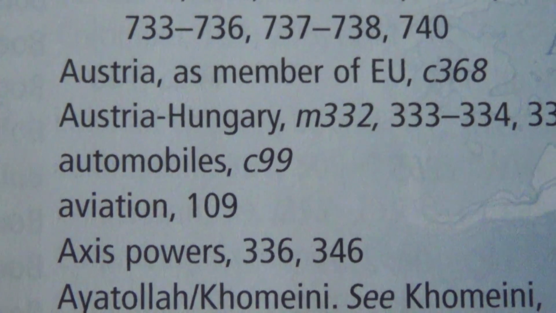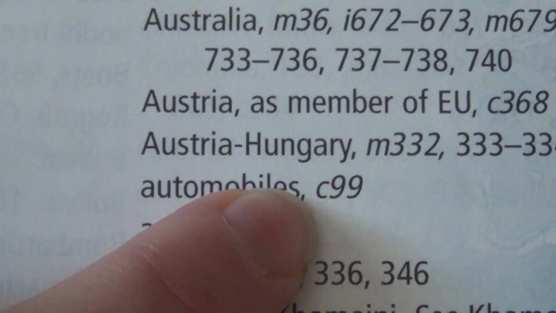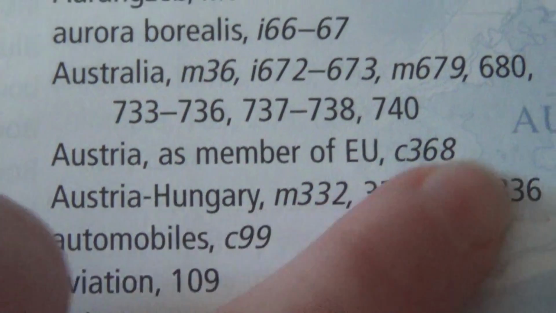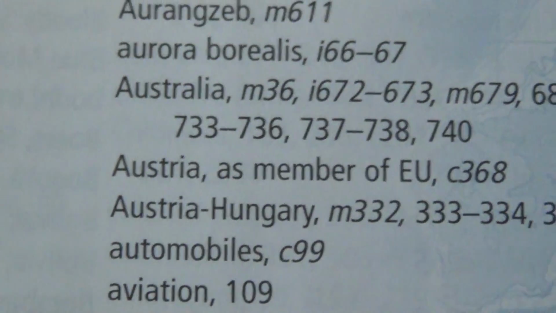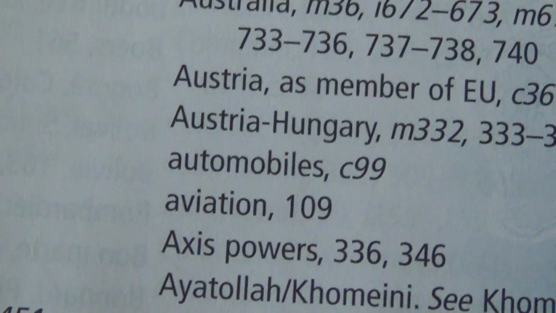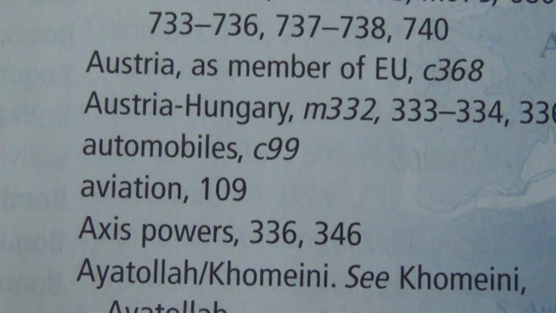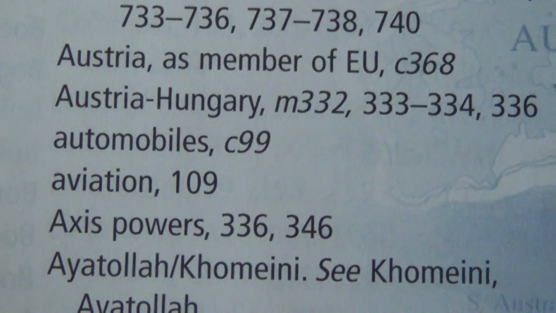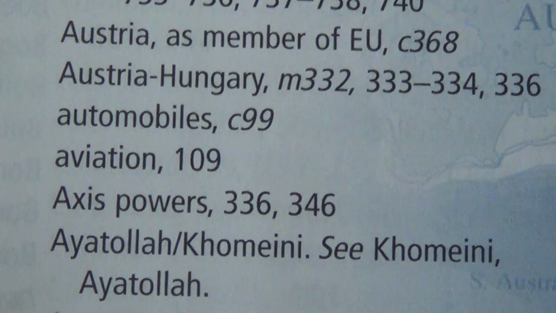You might also see C's in front of numbers. So here's C99, here it says C368. Those are like charts or graphs, if you will, and that'll help you better understand the information if you go to those pages. So again, the letters in front of the page numbers don't mean there's a section labeled with that. It's telling you that if you go there, there's an illustration or a chart or a map.